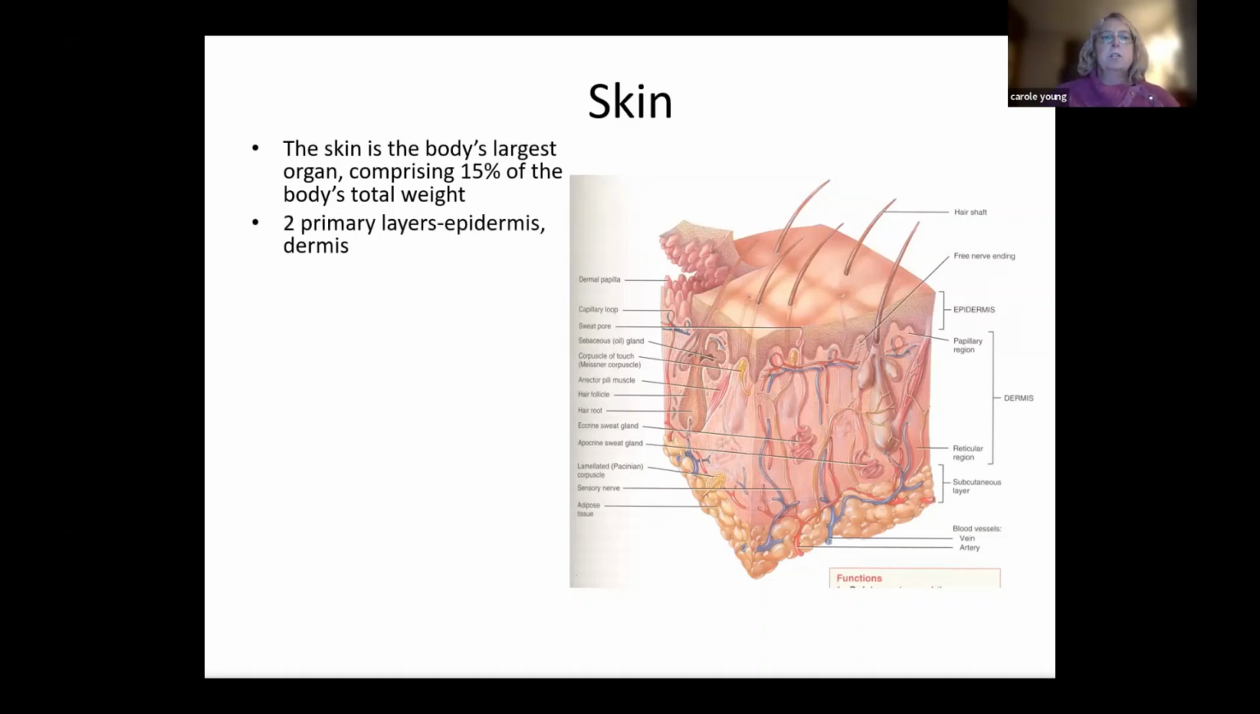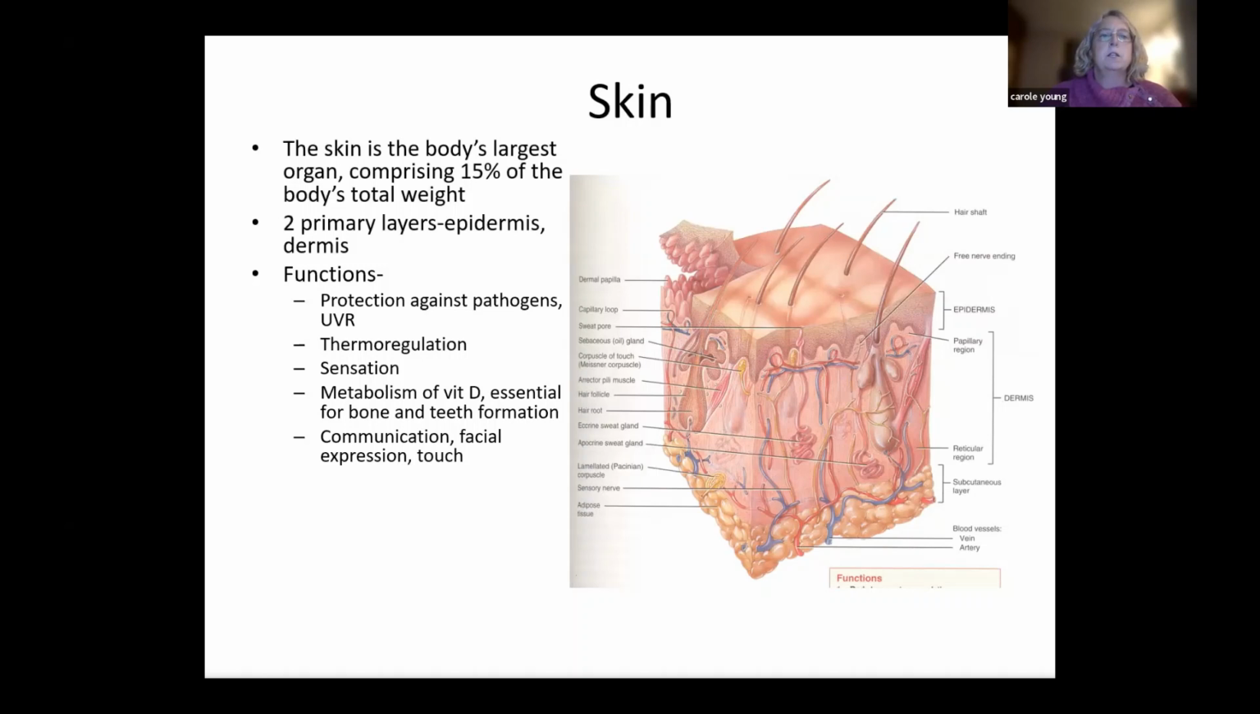Our skin is made up of two primary layers, the epidermis and the dermis. Both of these contain the capillaries, the sweat glands, the nerve endings and the hair follicles, all of which have really important roles in protecting us. And that is our skin's primary role, is protecting us. It protects us against pathogens and UV radiation. The skin manages our temperature. It thermoregulates by using sweat glands to cool us down and hair follicles to trap air to keep us warm.